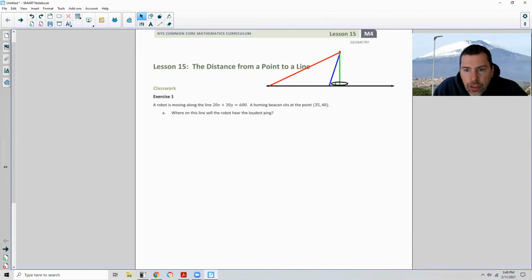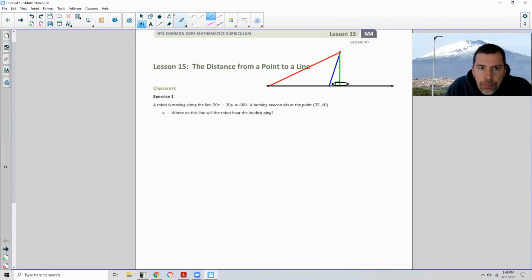Okay, so we're looking for the point that is perpendicular to the line from that point, and that's what this problem is asking us to do. So a robot is moving along the line here. What I can do with this is take 20x plus 30y and set it equal to 600, like they have. I can solve this for y by subtracting 20x from both sides, and I will get 30y equals negative 20x plus 600.